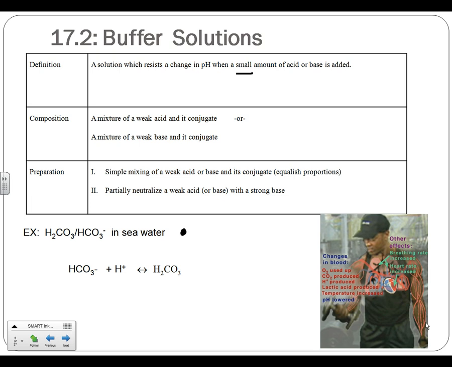So it has in place what is known as a buffer solution, where you have some sort of weak acid and its conjugate and its salt. So that's how you create a buffer solution. You know if you have a buffer because it is a mixture of a weak acid and its conjugate, or a mixture of a weak base and its conjugate.